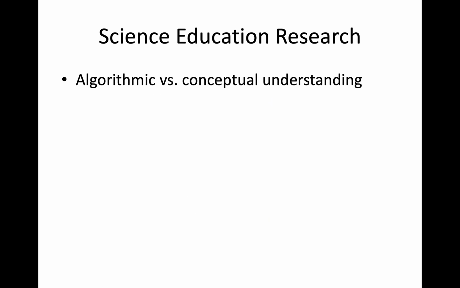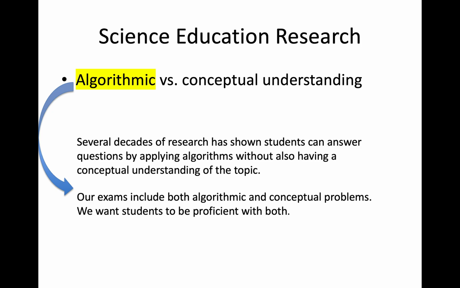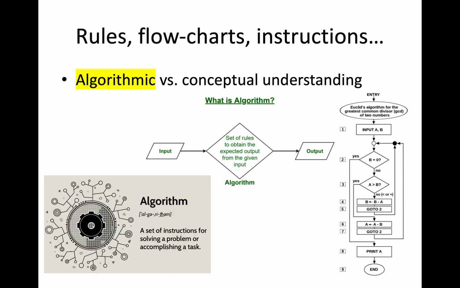Now, I've used the words algorithmic and conceptual. Science education research has focused on this for a couple decades now. And research has shown in many disciplines, not just chemistry, that students can answer questions by applying algorithms without also having conceptual understanding of the topic. On our exams, we include both algorithmic and conceptual problems, and we really want students to become proficient with both types. What do I mean by algorithmic problems?